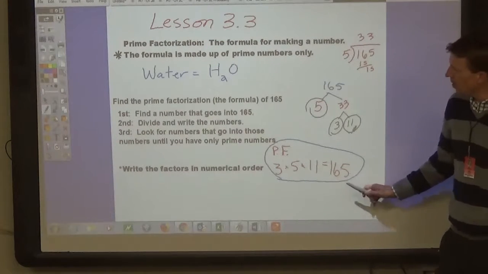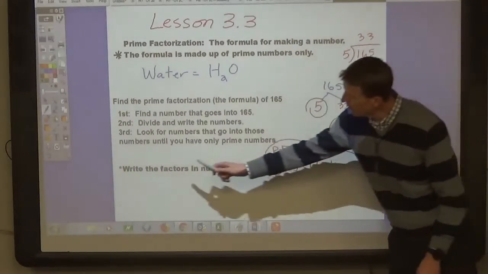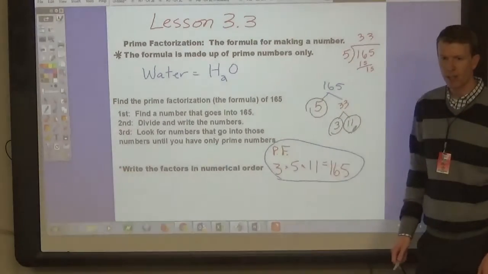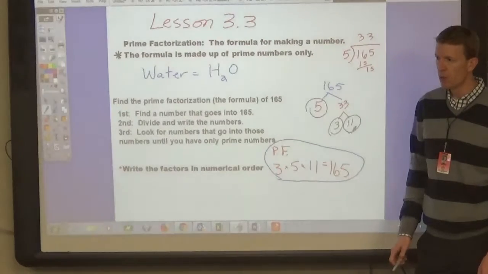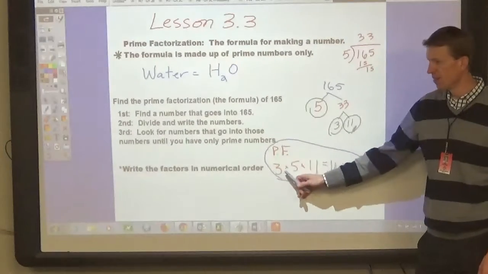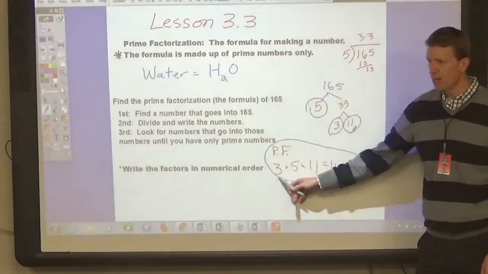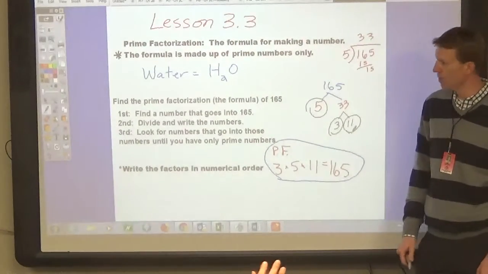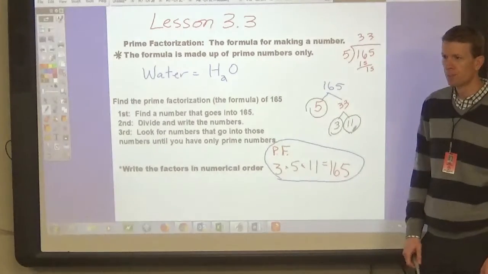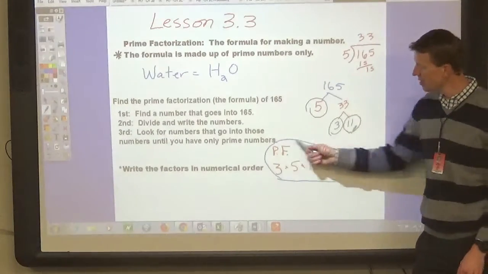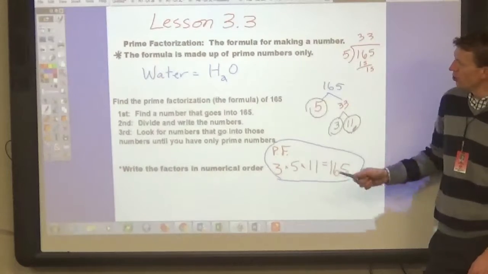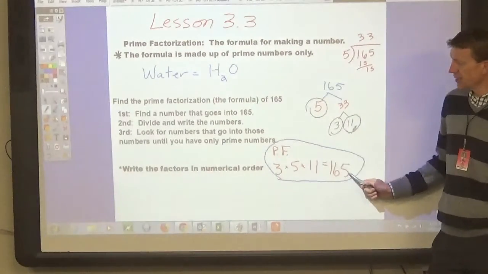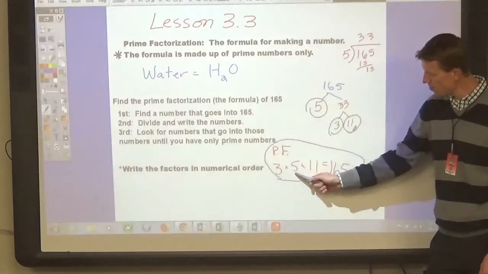Okay? Now, when you're writing this formula, write the numbers in numerical order. So 3, 5, 11. 3 times 5 times 11. When they get bigger, that's what numerical order means. This is the formula. This is the answer to the question. The prime factorization of 165 is 3 times 5 times 11.